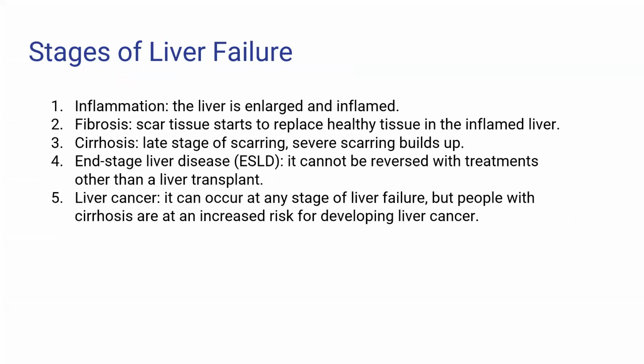All right. So basically, there are 5 stages of liver failure. The first one is inflammation, where the liver is enlarged and inflamed. Then the scar tissue will start to replace the healthy tissue in the inflamed liver, and this is called fibrosis. Then it will go into the next stage, which is cirrhosis. It is a late stage of scarring, and it can make the liver stop functioning properly. The next stage is ESLD, which stands for end-stage liver disease. And the last stage is liver cancer.